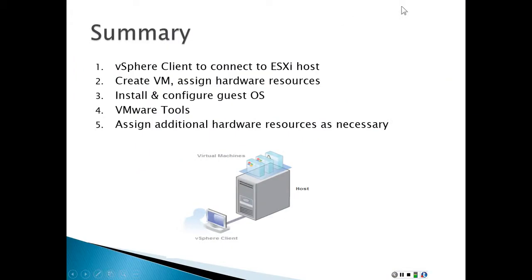In summary, in this section we talked about creating a virtual machine. The virtual machine is created on the ESXi host. So, you use the vSphere desktop client to connect to the ESXi host. Then you create the virtual machine and assign hardware resources, a certain amount of RAM, a certain number of CPUs. Then you install and configure the guest operating system and install VMware Tools, and then the users can access the operating system in that virtual machine.